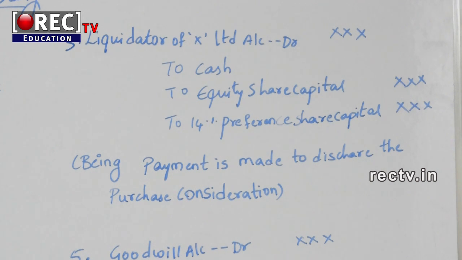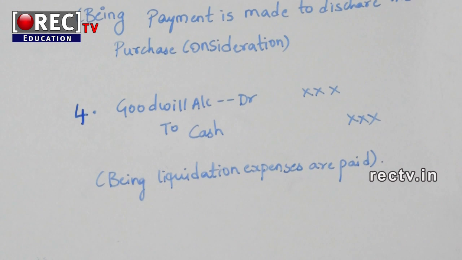This payment is made to discharge the purchase consideration due by the purchasing company to the selling company. If any liquidation expenses are paid, the debit will be given to the goodwill account and the credit will be given to the cash account. So the entry is goodwill account to cash account, being liquidation expenses paid by the purchasing company. If the liquidation expenses are met by the selling company, then no entry will be recorded in the books of the purchasing company.